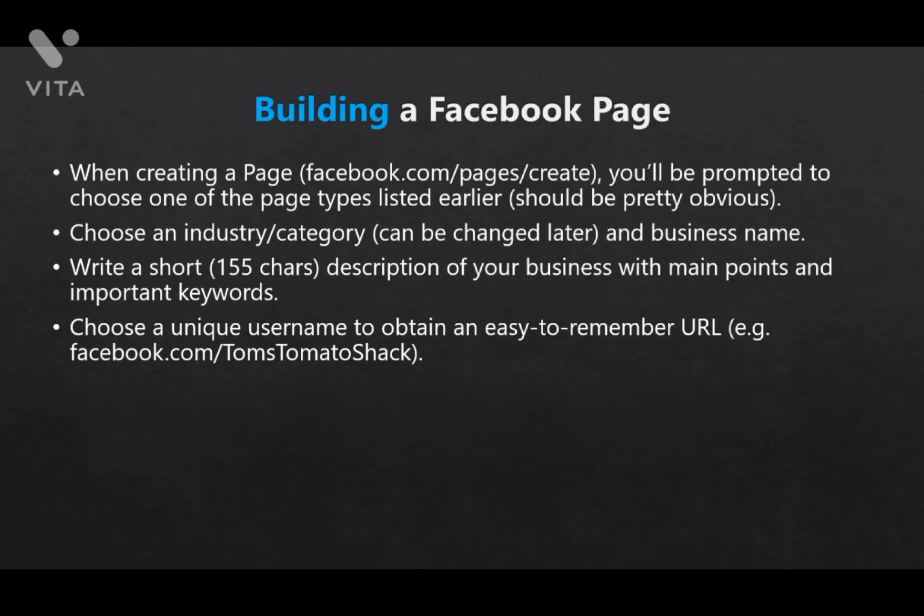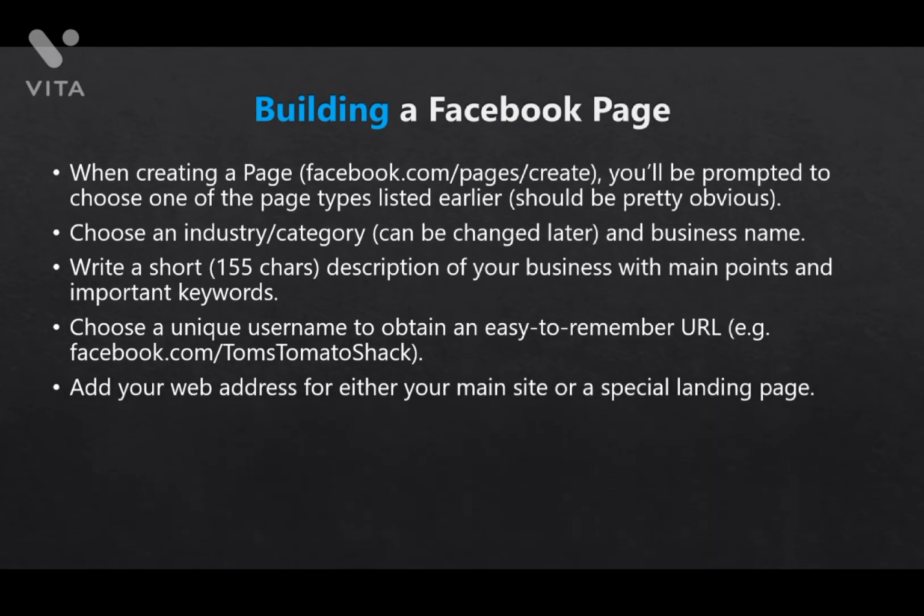Next, you'll want to add your website. From the options on the right-hand side of your page, click Add a Website and enter your main website address, or depending on your goal, a specific landing page URL.